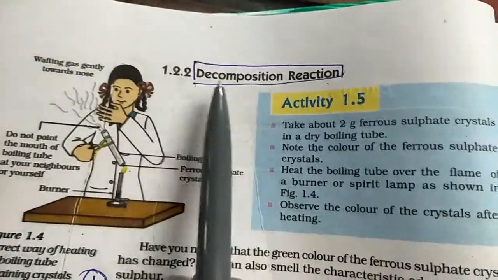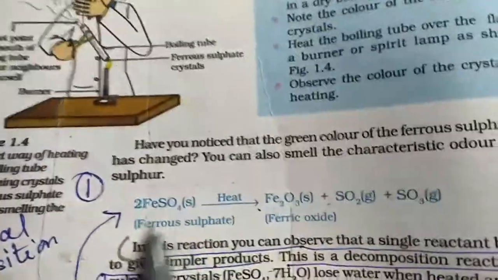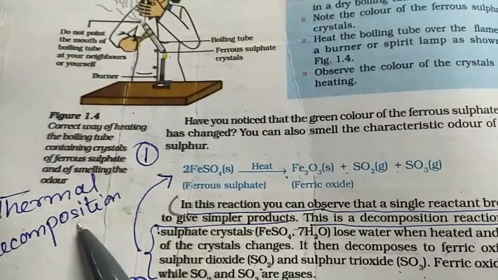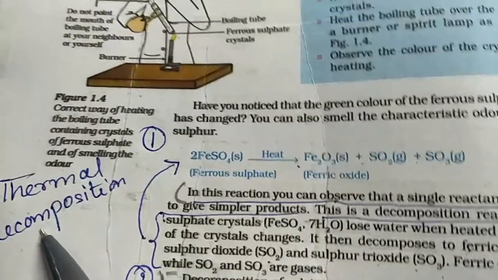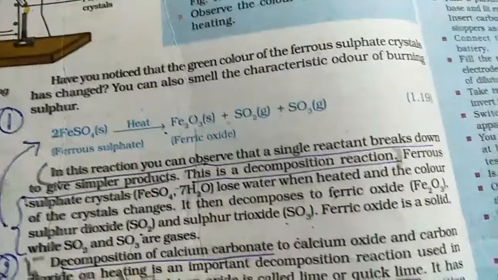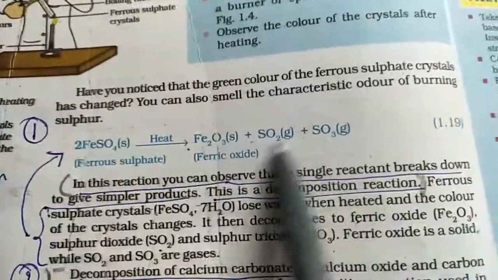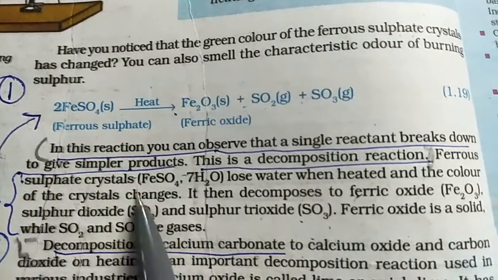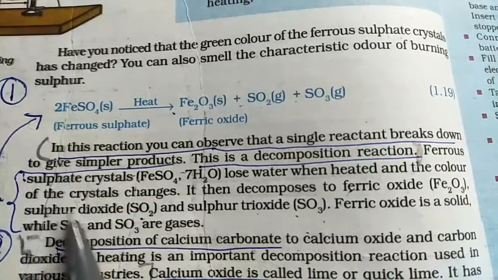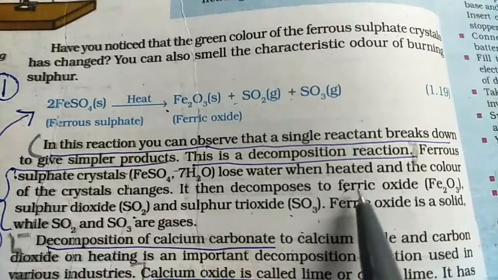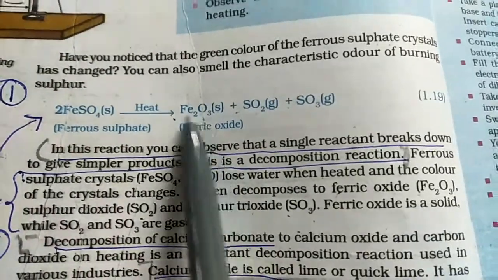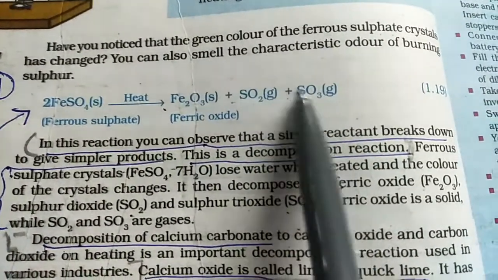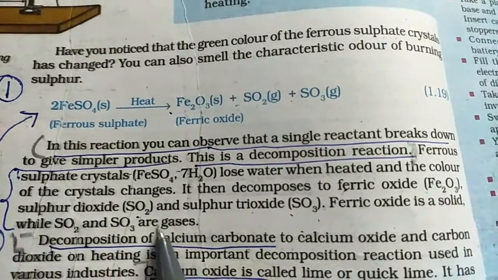Now we have the next type of reaction, that is decomposition reaction. In decomposition reaction we have three types of decomposition. The first one is thermal decomposition, decomposition with the help of heat. In your textbook there is the example of ferrous sulfate. When heat is given, it loses water and the color of the crystal changes. It decomposes into ferric oxide, sulfur dioxide and sulfur trioxide. These both are gases.